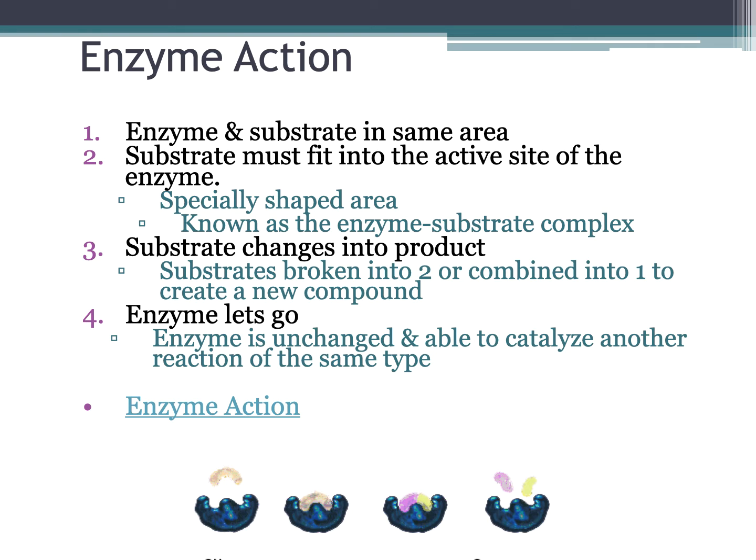The substrate, once it is in that complex, is going to then be changed into the product. And this can happen in 2 ways. The substrate can be broken into 2, or it can be combined into 1 in order to create a new compound. As you can see again in the diagram at the bottom, we have 1 substrate coming in. Once it reaches that active site, it then becomes 2 separate products, that pink piece and the yellow piece.